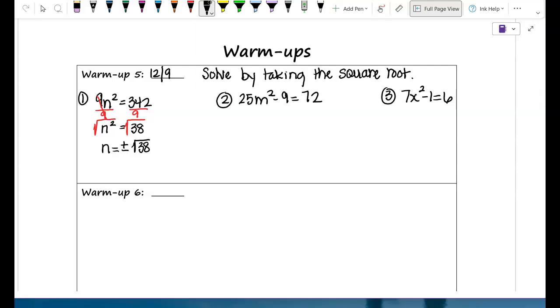And I know that you saw on the quiz on Thursday, some of the answers were in solution sets instead of saying solution equals. The solution set is just a bracket, and we would do positive radical 38 and negative radical 38, bracket. That would be the same thing as saying the solution equals.